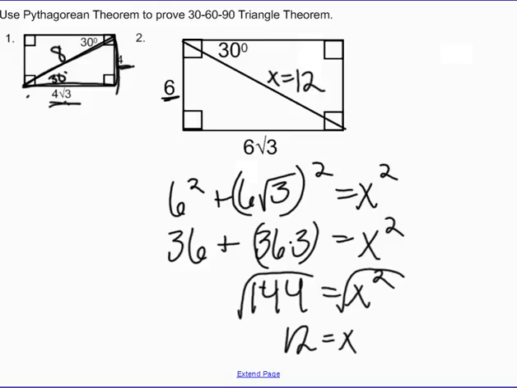Notice how that relates to 6. 6 is the smallest leg, the short leg. Notice that the long leg is 6 radical 3, so they multiplied it by radical 3. And then the hypotenuse is double 6. That's not a coincidence, that's a pattern. Okay, there's a relationship between all these sides. That's what makes it a special right triangle.